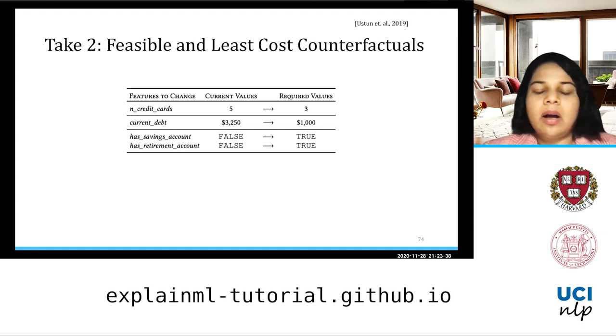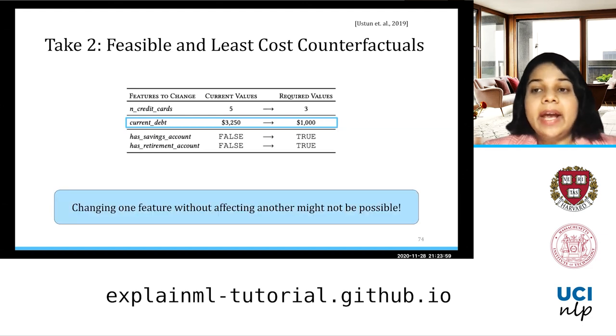As you can see, there are different kinds of changes being recommended to reduce the number of credit cards from 5 to 3, and also to reduce the current debt from $3,250 to $1,000. One thing I would like to point out here is that in this particular context, when we think of the current debt changing, it could also potentially affect other features. And in fact, in a lot of real world settings, changing one feature without affecting another is almost impossible. So how would this really affect counterfactuals, or would it affect them at all?